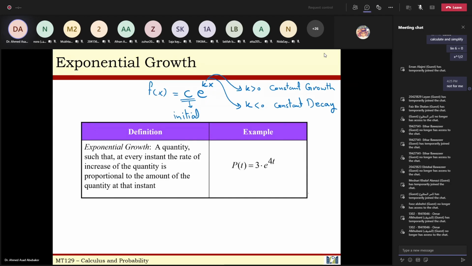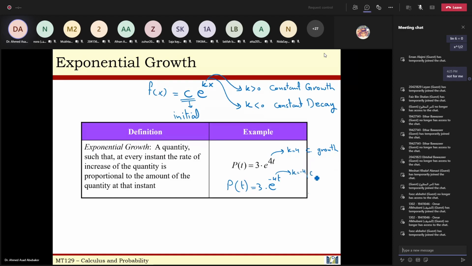So in general, if we have this, k equal 4, this is a constant of growth. If like this, b of t equal 3 multiplied by e to the power minus 4t, so negative 4, k equal negative 4, this is a constant of decay. Okay, like this.